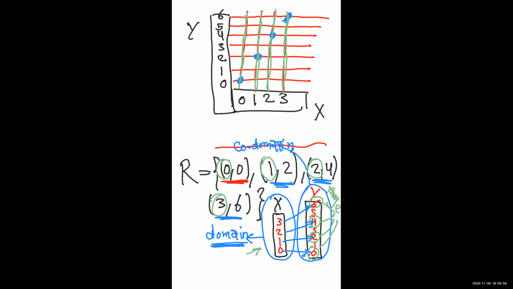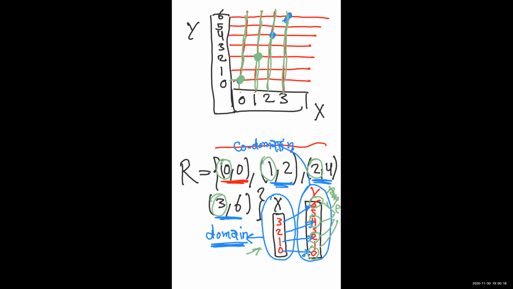So this means this one is a function, because 0 appeared one time only. It was 0 and 0. 1 also one time, 2 also one time only, 3 also one time. So this means this is a function.